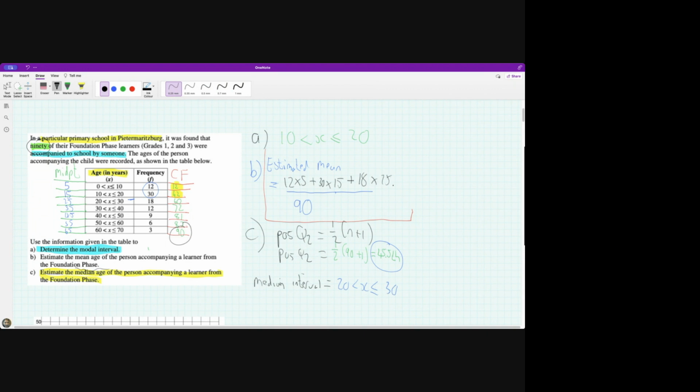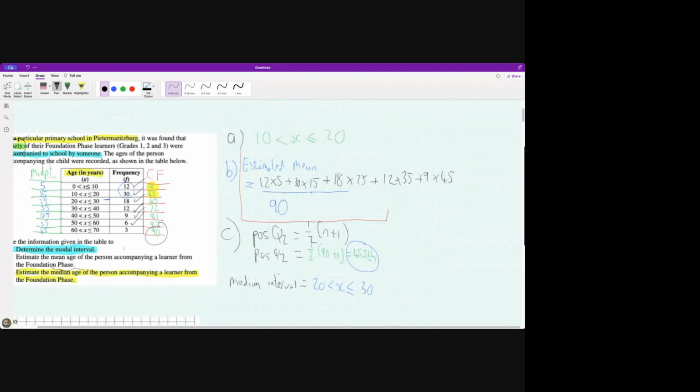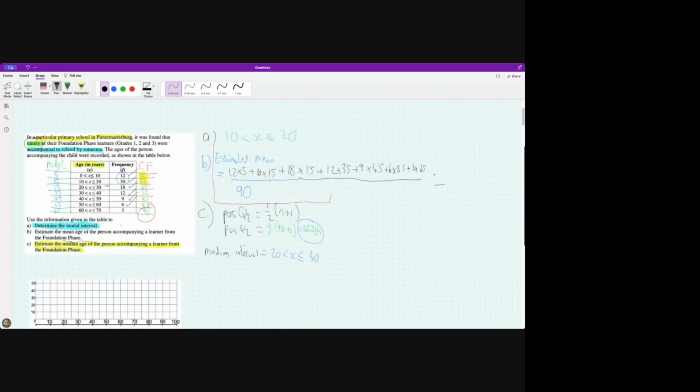You go 18 times 25 plus 12 times 35. Maybe I should tick them off as I go. Plus 9 times 45 plus 6 times 55 plus, sorry, 6 times, yeah, and that's 65. So these are all the items I needed to add up, and then I'm dividing by 90, and I'll get my estimated mean. If I used my calculator, I would just be using this column over here and this column over here. That's the other way that you could do it. All right, I want answers in the chat from my students.